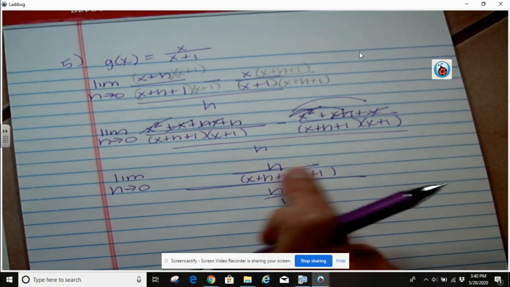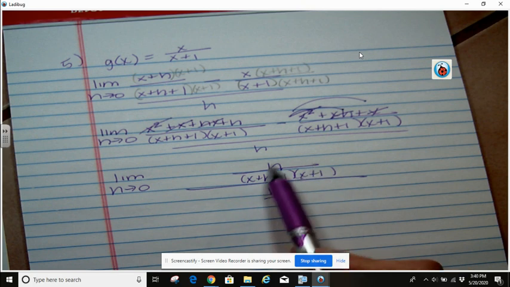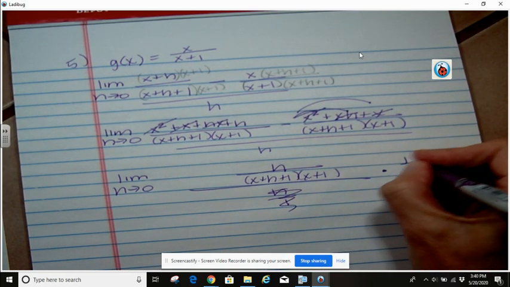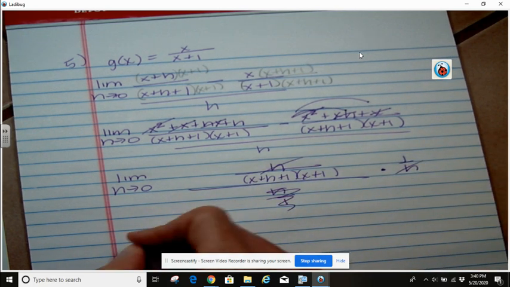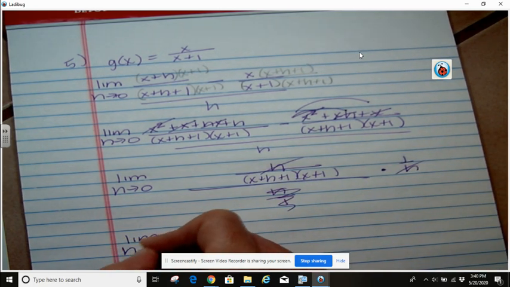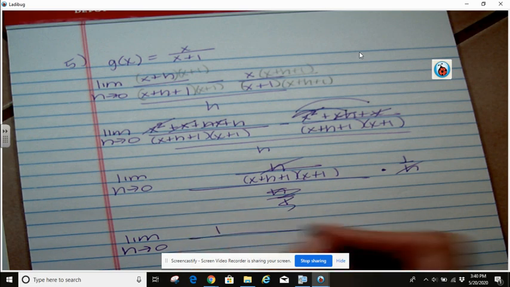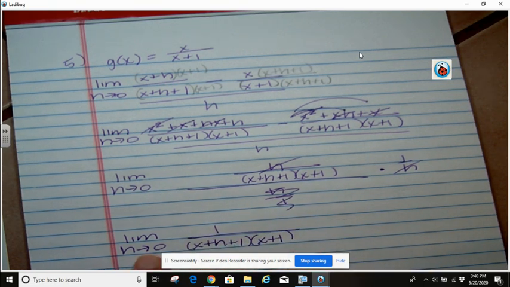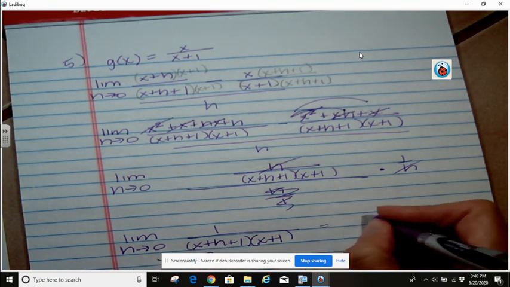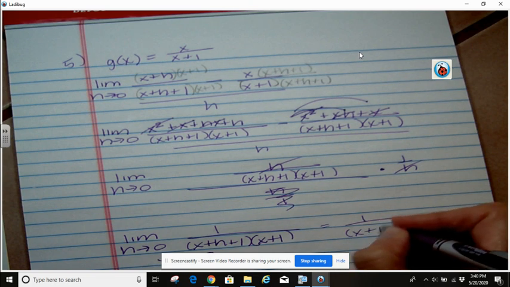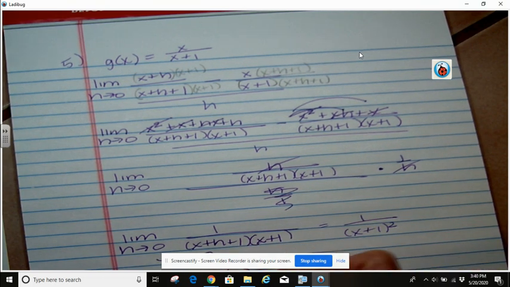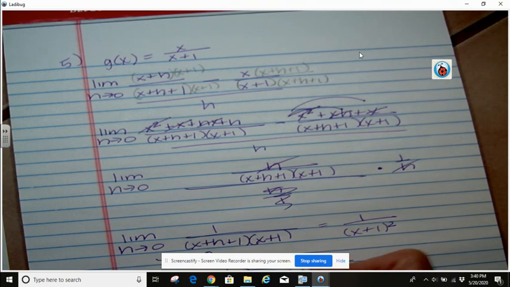So when you take this fraction that I finally simplified up here and you divide by h, that's the same as multiplying times 1 over h, and the h's cancel. So you have the limit as h goes to 0 of 1 over that common denominator. Then you can find the limit by direct substitution. So you get 1 over x plus 1 squared. So the derivative of this function is 1 over the quantity x plus 1 squared.